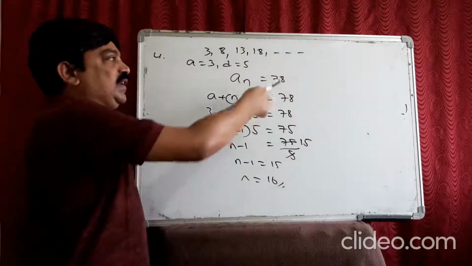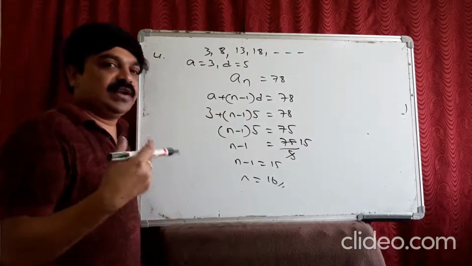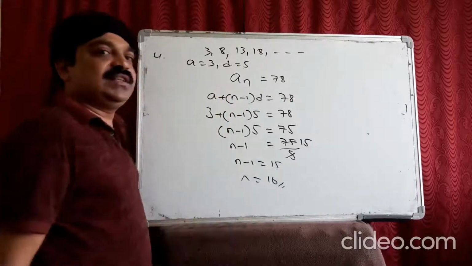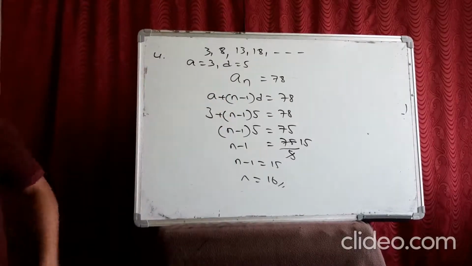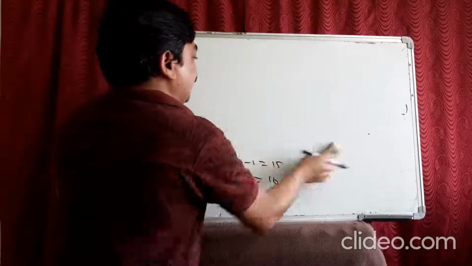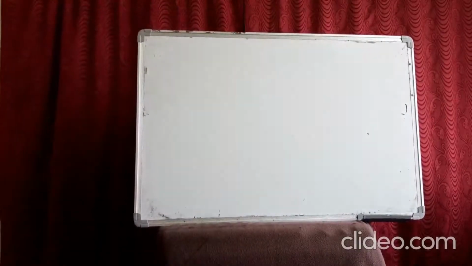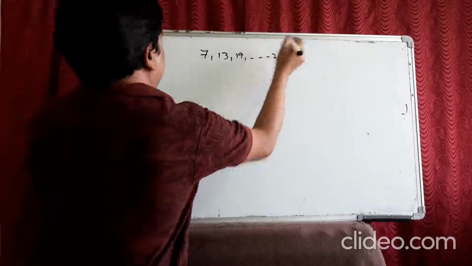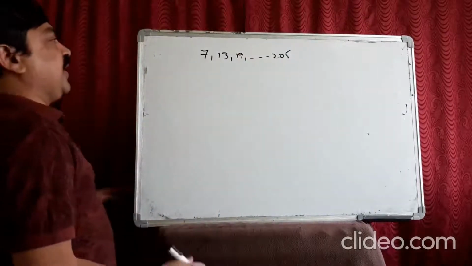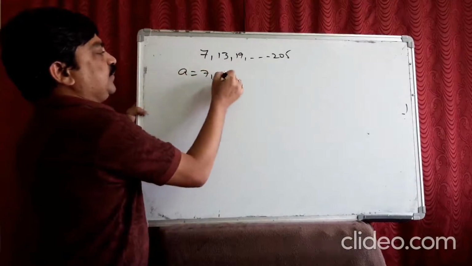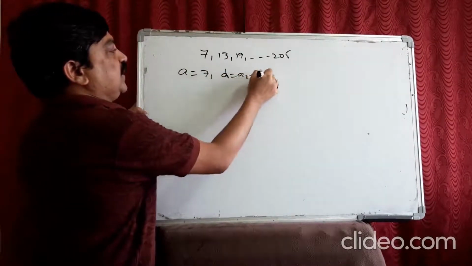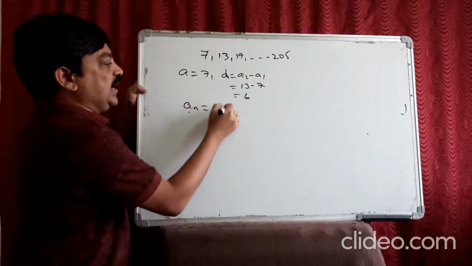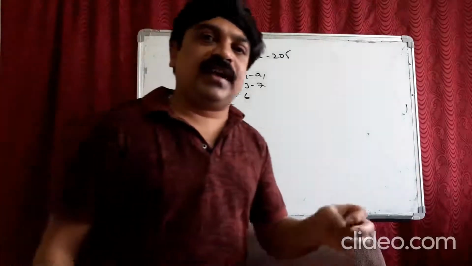See, people think that when they ask which term is 78, we have to find N. They know that, but they don't know what it is to be equated with. Okay, that should be equated with AN. Right. Find the number of terms in the next question. Same. Find the number of terms in the series you are given, 7, 13, 19, and so on, 205. When they ask find the number of terms, the first term is always 7 here, and the common difference is A2 minus A1, 13 minus 7, 6. So the last term is to be equated with AN, because finding the number of terms is also to find N only.